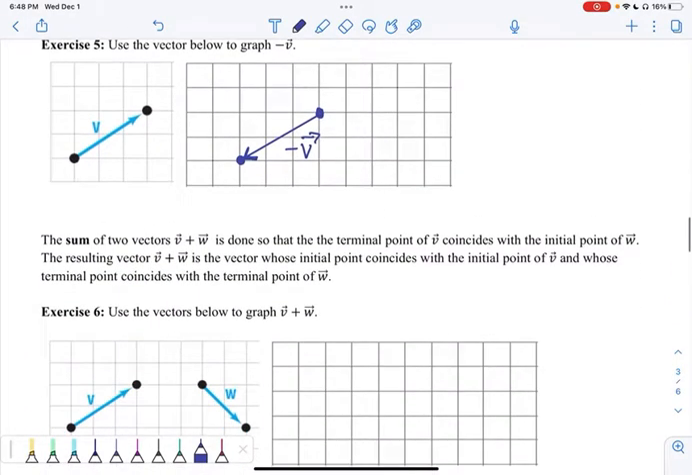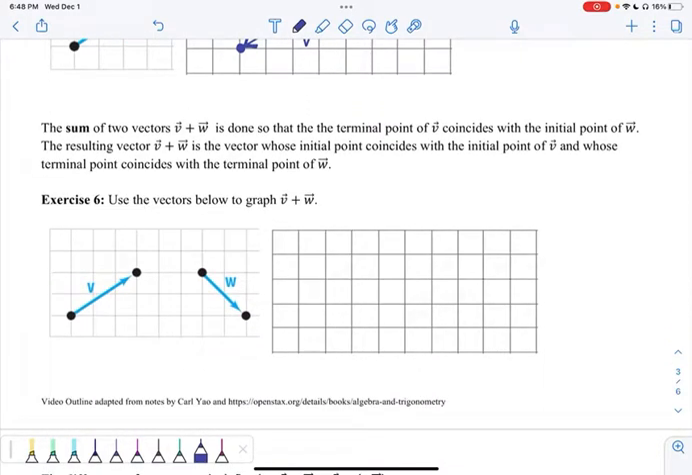Okay, let's keep going. Now we can add two vectors together. And again, we're just looking graphically first. The sum of two vectors is done so that the terminal point of v coincides with the initial point of w. Then the resulting vector v plus w is the vector whose initial point coincides with the initial point of v and whose terminal point coincides with the terminal point of w. This is one of those things where describing it in words is more confusing than just saying how to draw it out. So if we're doing v plus w, I'm going to draw v at some position where there's room. I put those 2 points there because it guides where my line segment should be. And I call this v.